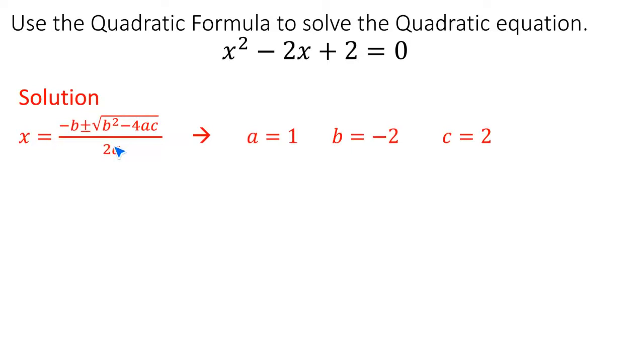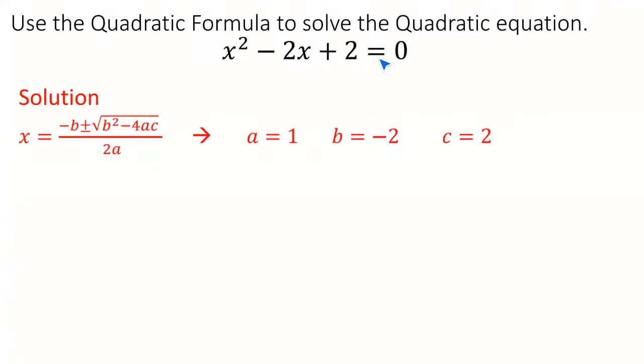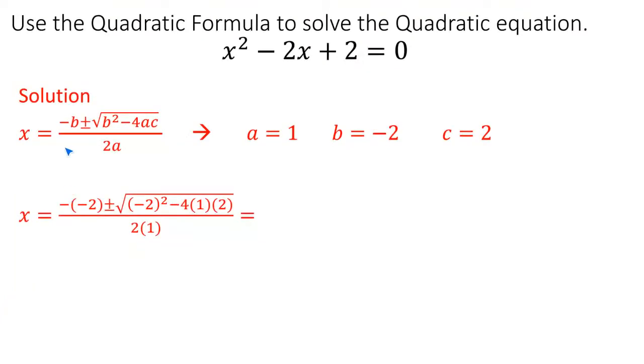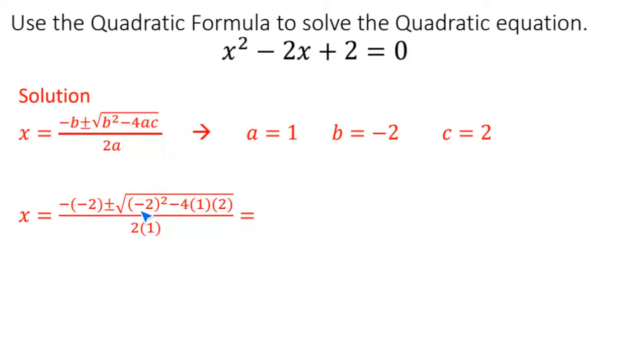So here's your quadratic formula that we'll use. In order to use this, we have to identify a, b, and c. So a is the number in front of x squared, which is a 1. B is the number in front of x, which is a negative 2. And c is the constant, so that's going to be 2. So we're going to plug in these numbers. So we have negative b, which is negative 2, plus or minus the square root of b squared, negative 2 squared, minus 4 times a times c. So a is 1, c is 2, divided by 2 times a.